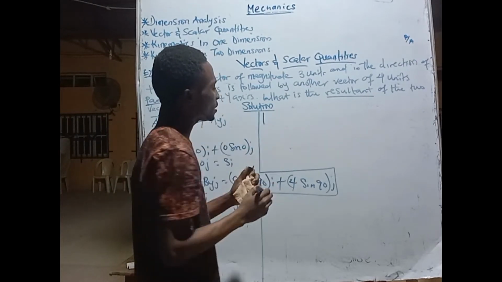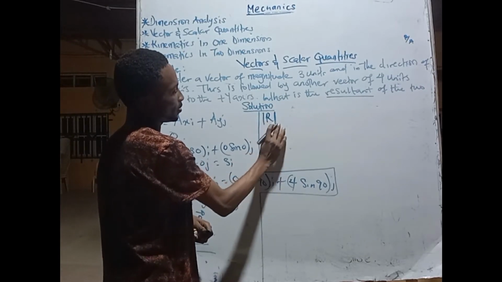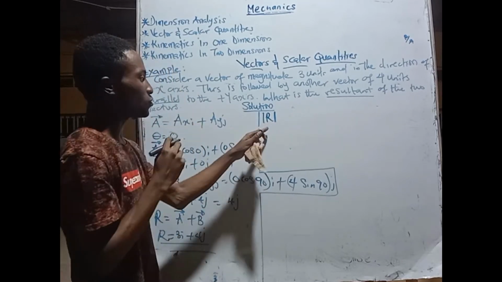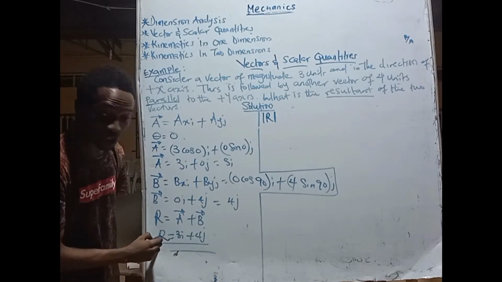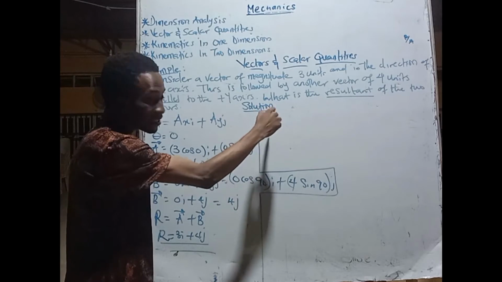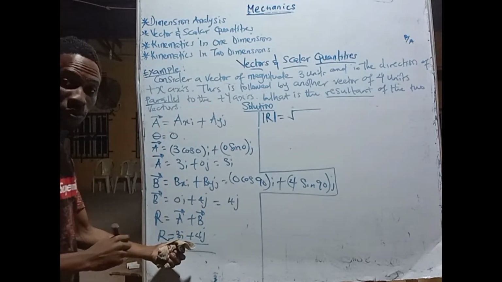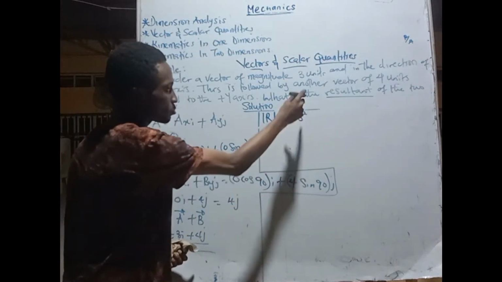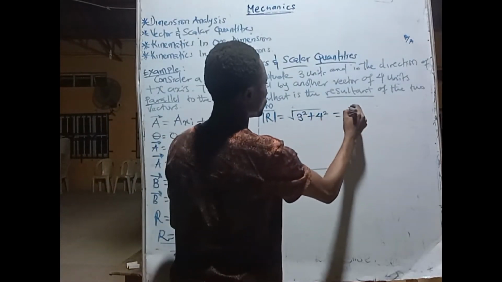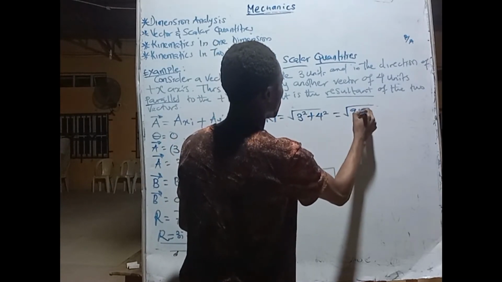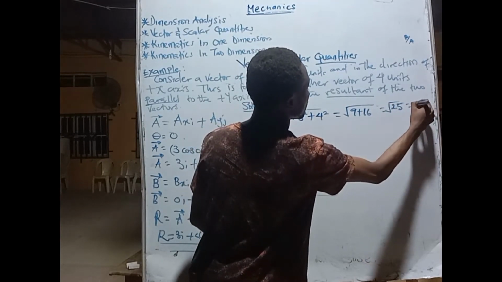Magnitude is symbolized with this sign. This is the sign for the magnitude of a particular vector, and we are talking about the resultant here, so that's why we have the magnitude of R, which equals the square root of 3 squared plus 4 squared. So that equals the square root of 9 plus 16, which equals the square root of 25, which equals 5.